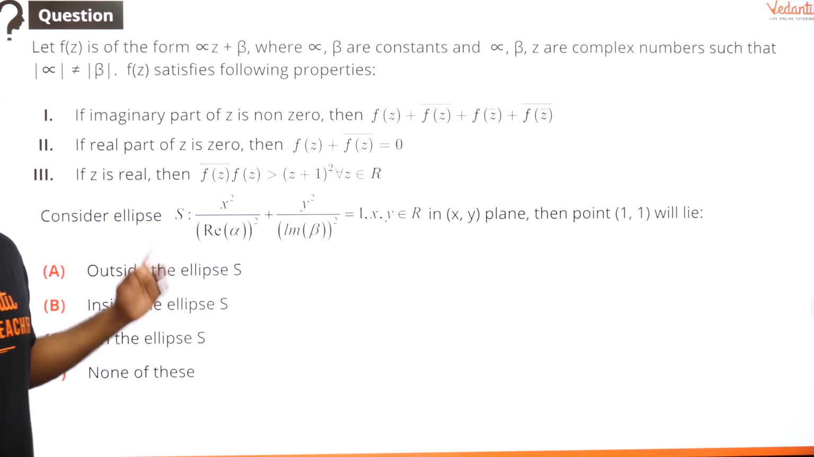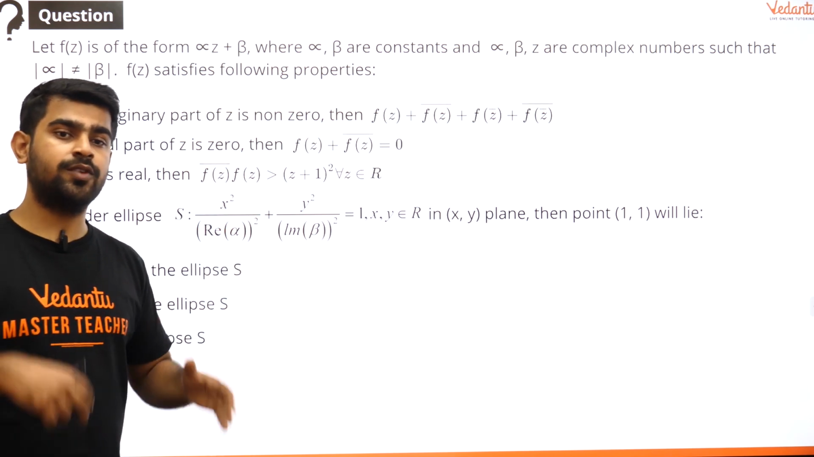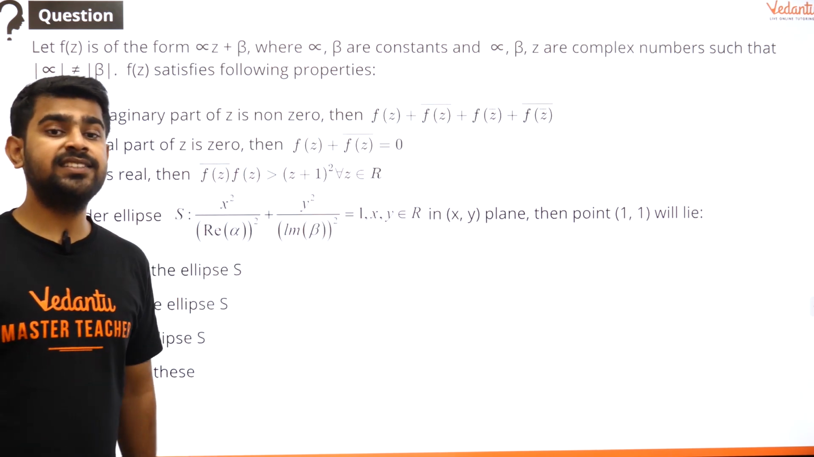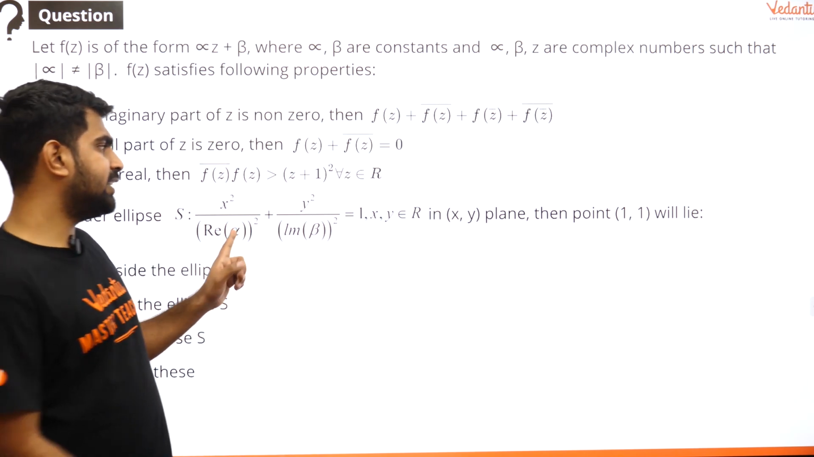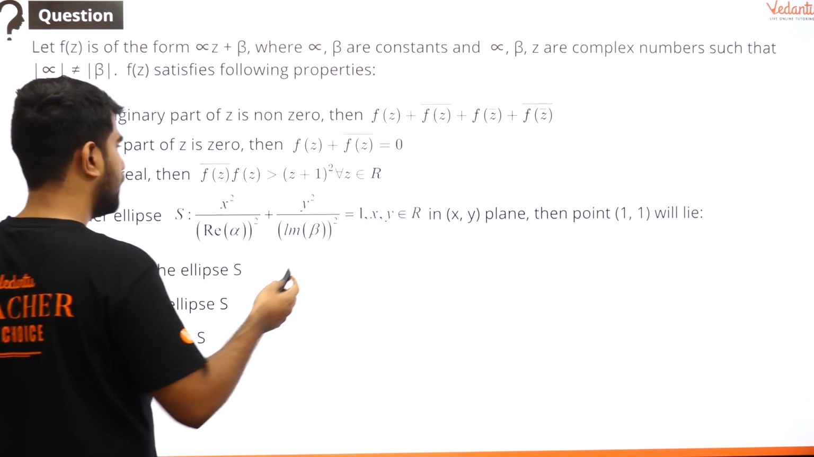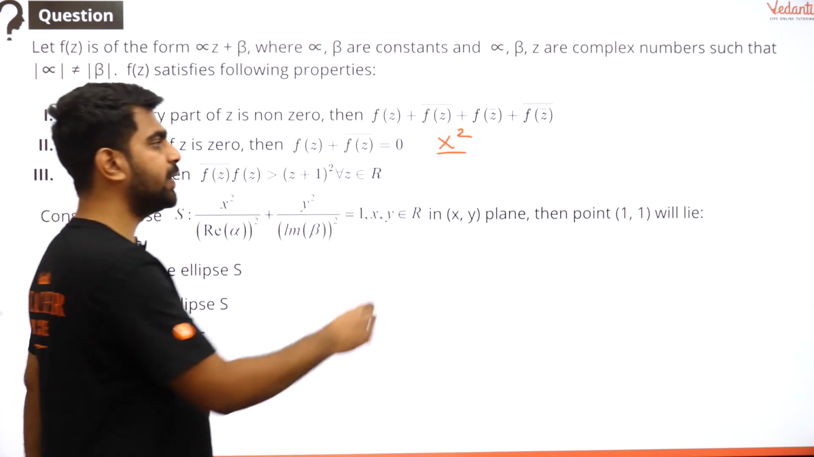So what do we have? Consider an ellipse S which is given as x square by real part of alpha the whole square plus y square by imaginary part of beta the whole square is equal to 1. So what is this equation? What is the real part of alpha? Real part of alpha is nothing but a.